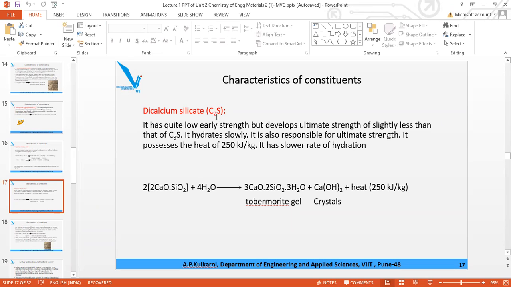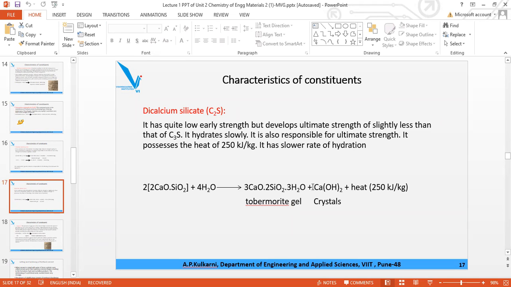Now the next constituent C2S. C2S is our long formula, again 2 molecules are there. Earlier 6 water molecules were there. Now 4 water molecules are there. The long form of this is 2 times 2CaO·SiO2. 2 molecules you have to take. 4 water molecules you have to take. So 3CaO·2SiO2·3H2O like the earlier reaction. This is the same as the earlier reaction.